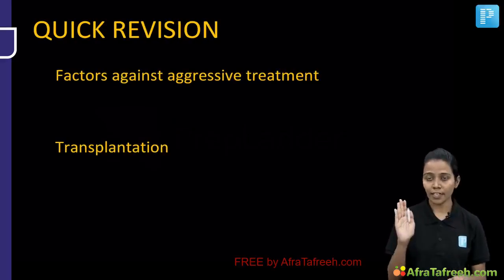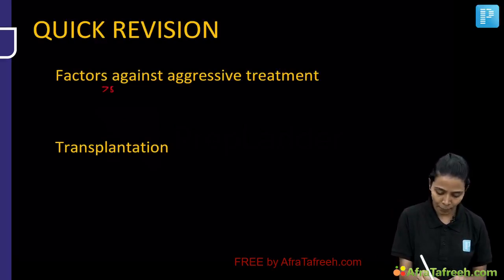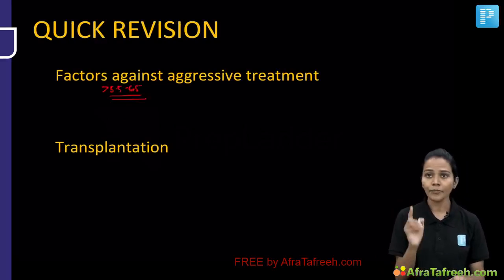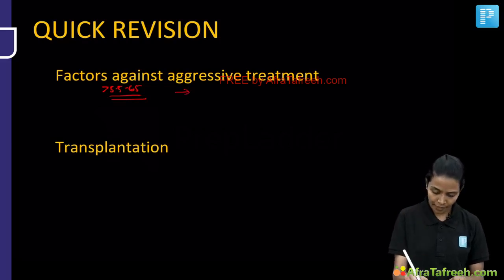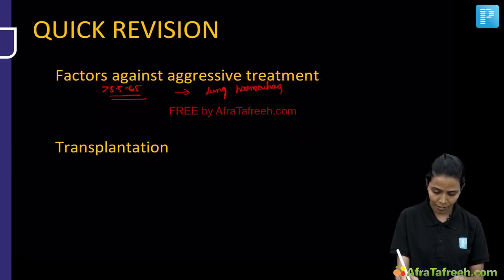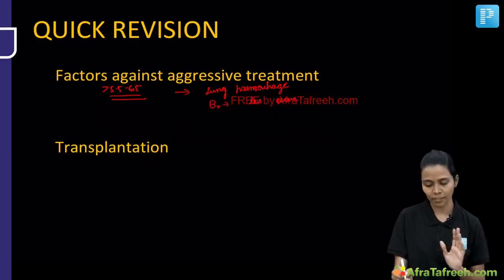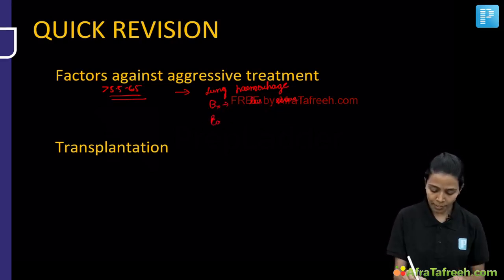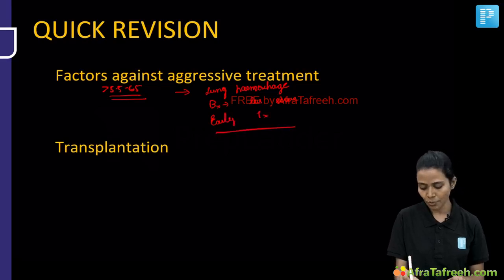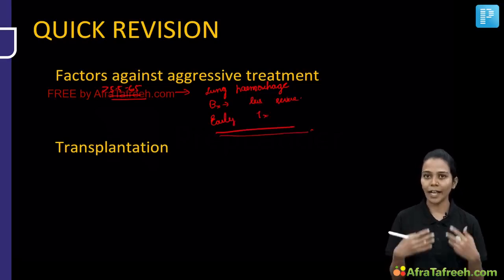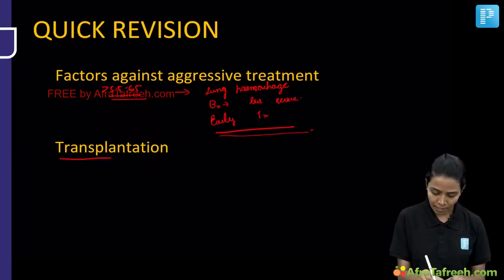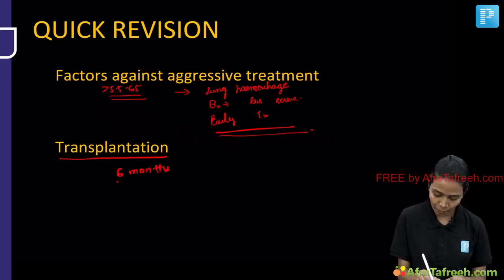Now, factors against aggressive treatment, that is if creatinine is more than 5.5 to 6.5 or dialysis-requiring disease. The exception to this is if the patient has lung hemorrhage, or if renal biopsy shows less severe kidney disease, that there are no 100% crescents, or if the patient requires early transplantation. So in these conditions, you are going to go ahead and consider immunosuppression. Transplantation generally should be done after 6 months of negative anti-GBM antibodies.